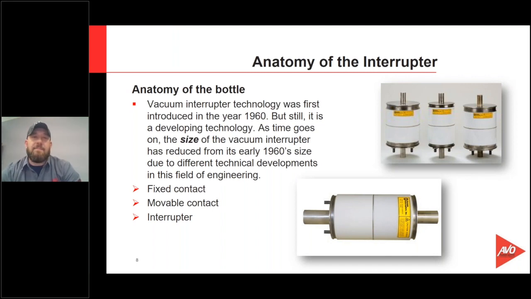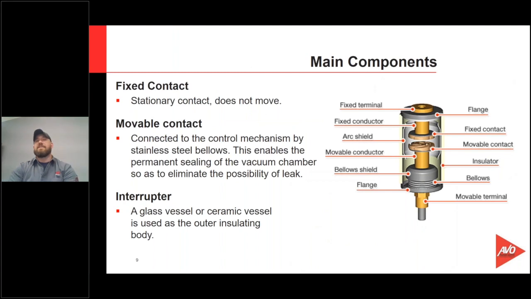There's three main pieces of this bottle that we'll talk about. That's our fixed contact, our movable contact, and our interrupter. So the fixed contact, let's get into these main components real quick.